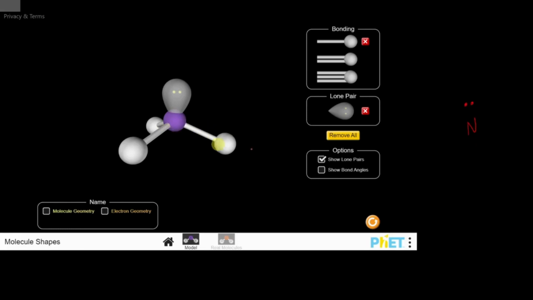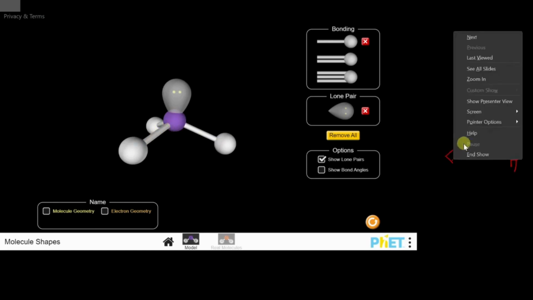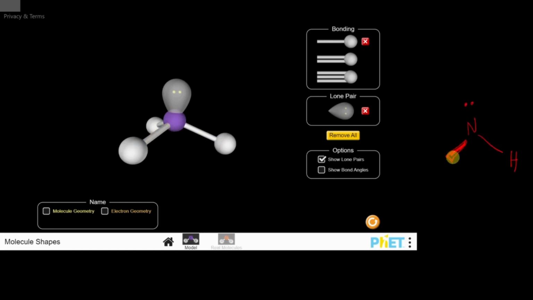Then this one is on the plane of the paper. Then this one is coming forward, so we use the wedge line for that, then hydrogen. Then this bond is going backward, so we use the broken line for this. Then this is the shape for NH3. The shape is trigonal pyramidal. So it's like a pyramid, the shape of the molecule. Okay, that's the shape for NH3.